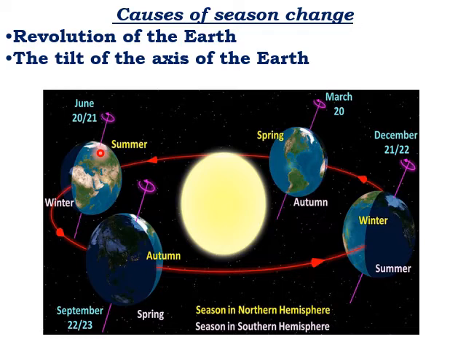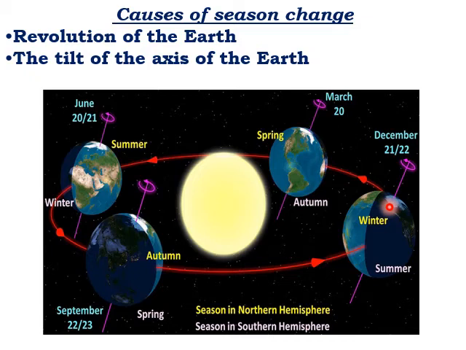Children, India is in the northern hemisphere and Australia is in the southern hemisphere. So when there is summer in India, there is winter in Australia and vice versa. When the southern hemisphere is facing towards the sun, here in this picture, that time, the northern hemisphere is away from the sun. So when in the southern hemisphere there is summer, in the northern hemisphere there is winter, just opposite.